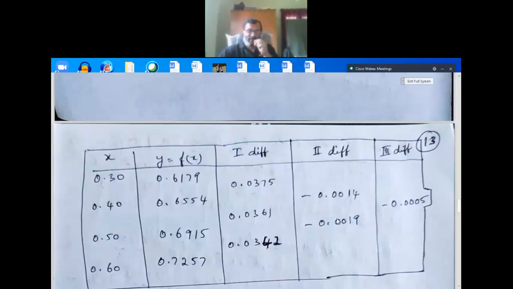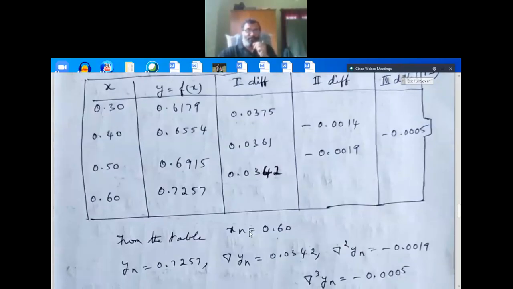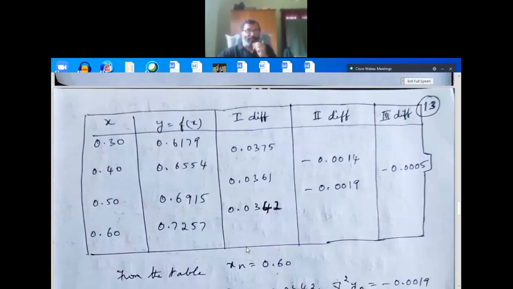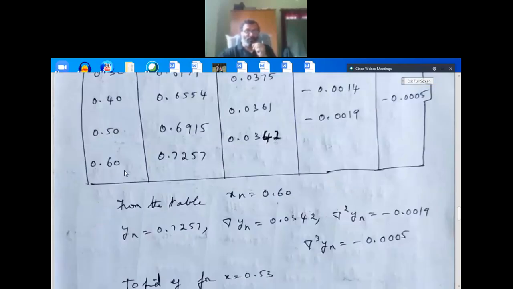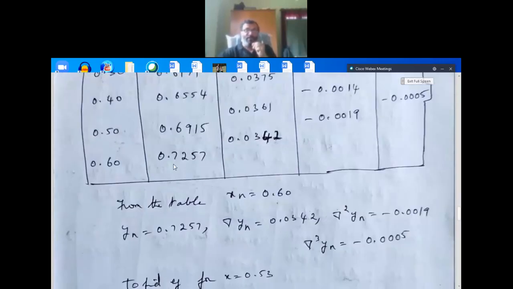Okay. Just see whether I am correct. Use the calculator and calculate it again. Solve the problem again. Don't simply assume. I might be wrong sometimes. So from the table, see now it is the difference. In the forward difference until now you took x naught, that is 0.30. Now we take the backward. So we take xn, 0.60. There we took y naught. Now we take here yn, 0.7257.